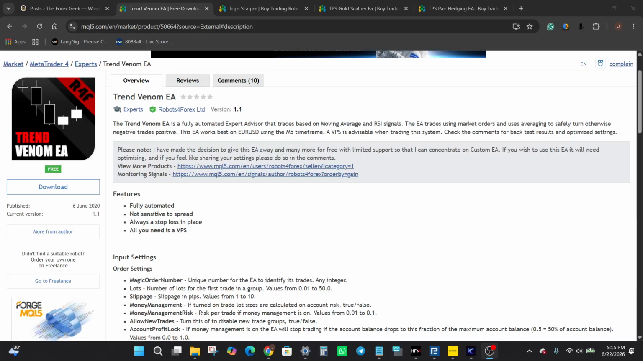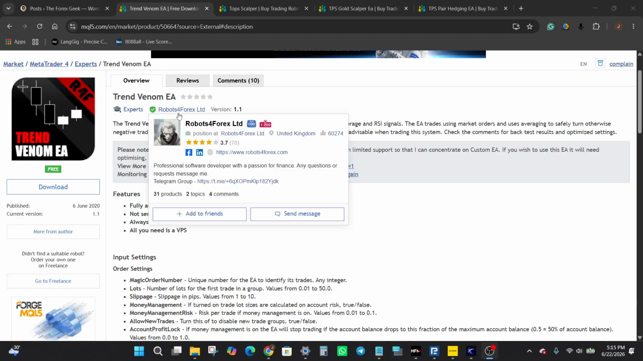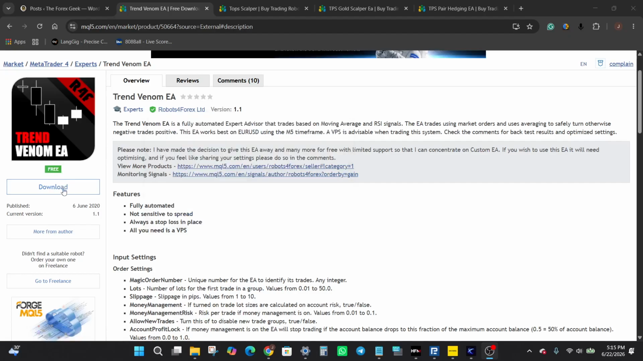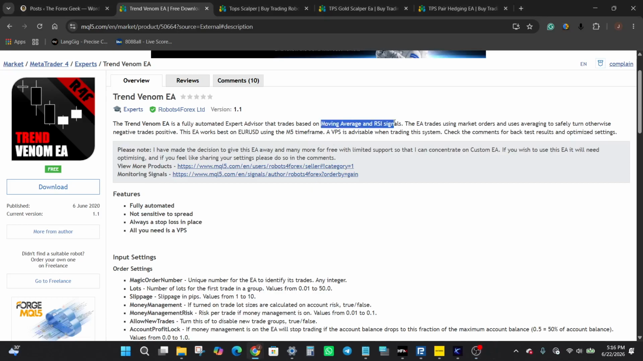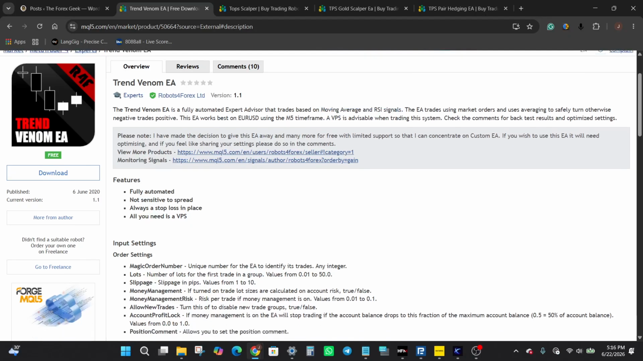Right away, it is important to note that Trend Venom EA is an MT4 expert advisor. Looking at the marketplace page, we can see that it is published by Robots for Forex Ltd and is currently available as a free download. The version displayed here is version 1.1. According to the description, Trend Venom EA is a fully automated trading system that uses moving averages and RSI signals for its trading decisions. The developer also explains that the EA places market orders and incorporates an averaging approach designed to recover trades that move into negative territory.